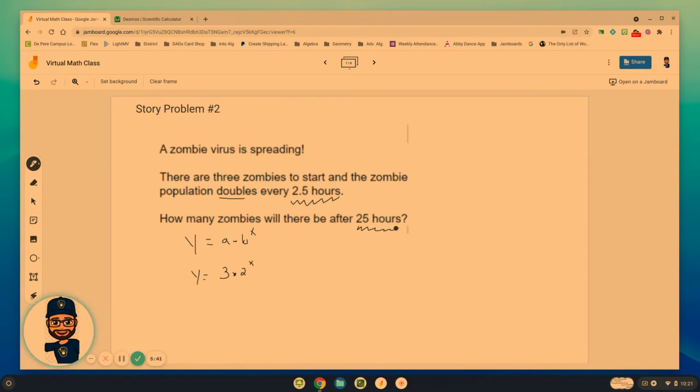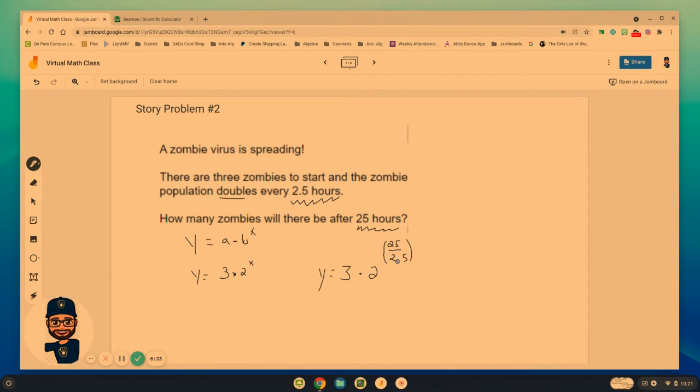Okay. Normally, we might just be able to stick in 25 because it might double every single hour. But the problem we have here is it takes 2.5 hours to double. So what we've got to figure out is how many 2.5 hour segments are there in 25. And so what we actually end up doing is taking 3 times 2 to represent the doubling to the power of 25 hours divided by the frame that it takes. The total amount of time we're looking at divided by the amount of time for it to double or triple.